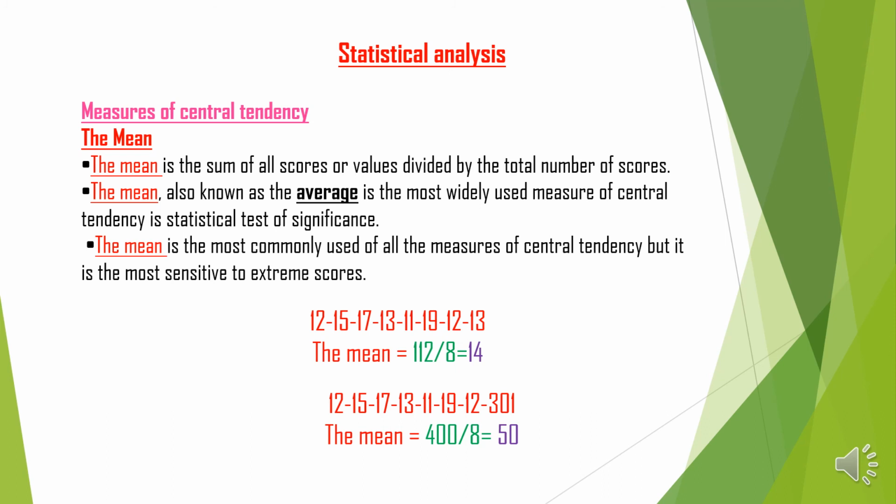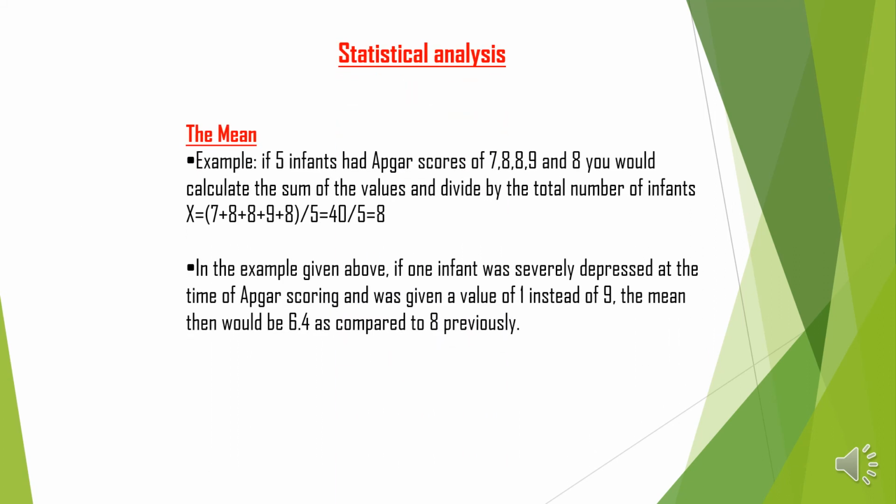It changed from 14 to 50 because we changed only one number and put one extreme. So this is the problem of the mean, but still it's the most commonly used. Example here for the mean: we have 5 infants with Apgar scores of 7, 8, 8, 9, and 8. If I want the mean, it will become 8. So generally speaking, the 5 infants have a very good clinical condition.